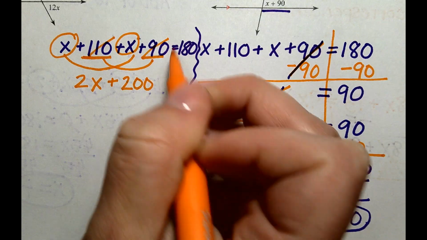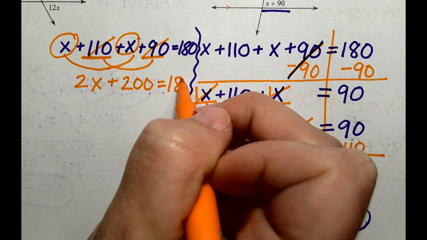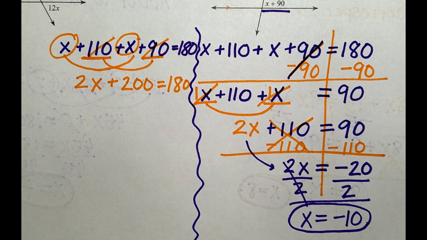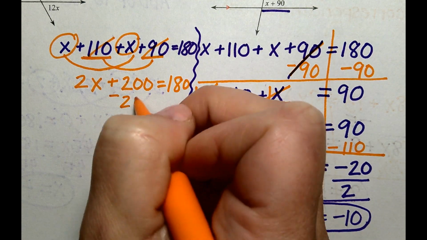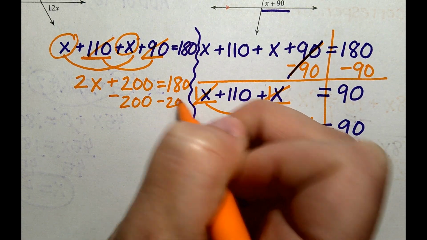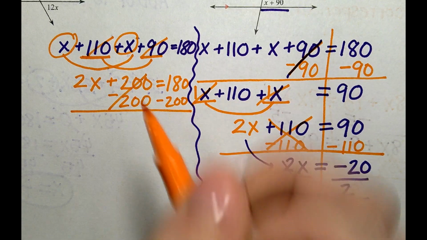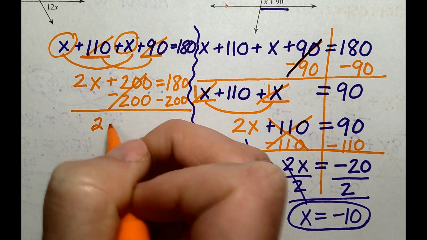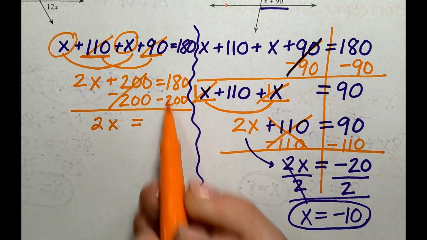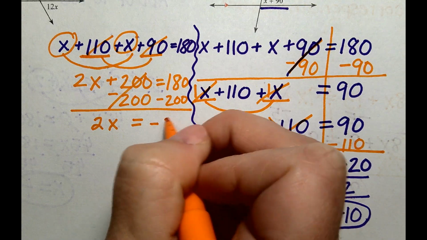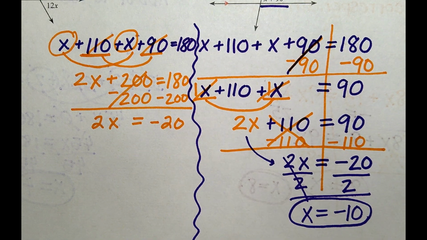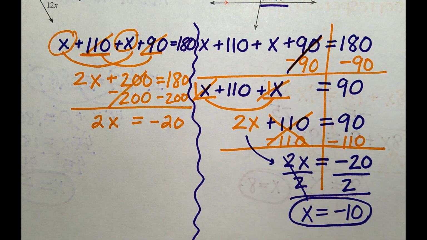200 equals 180. What'd you do next? Minus 200. Yep, minus 200. And you got 2x equals negative 20. Good. And look, now it looks just like this problem. Divide by 2.